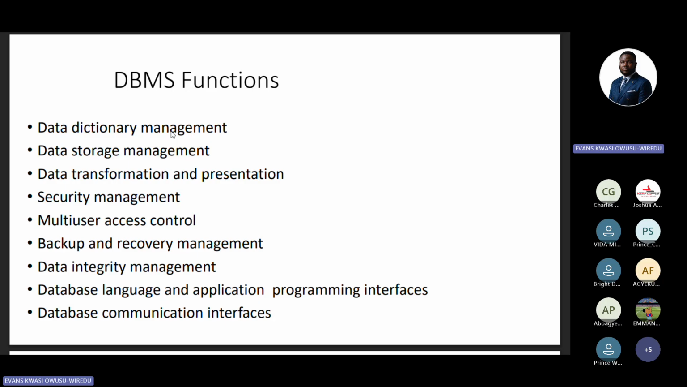Database language and application programming interfaces, right? So they also have these things on them. You can, like I said, for the programmers, those who don't want to go to that side, most of these DBMS have this side where you can use to program them as well.